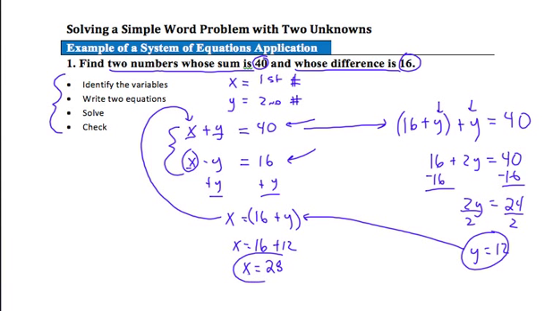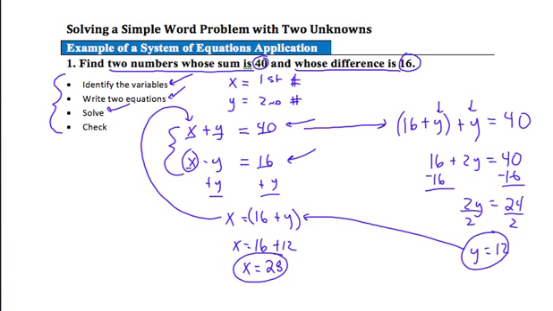Okay, so there are my two numbers. So let's see, I've identified the variables, identified what x and y were. I wrote my two equations, and when I wrote those two equations, I kind of based them on the totals here, 40 and 16. Then I solved it.